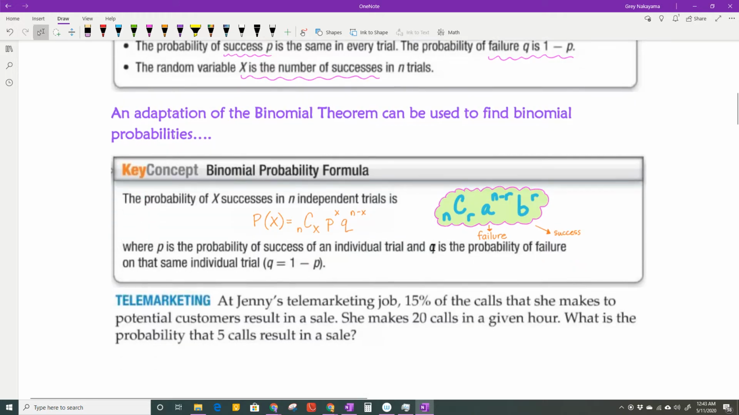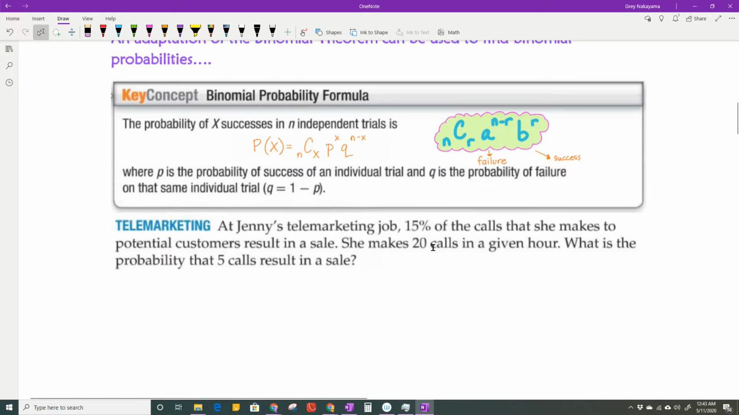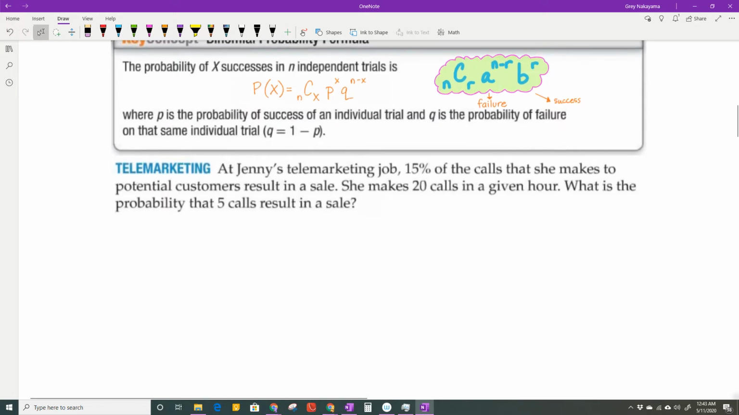Okay, so let's go look at the examples of the problems that we'll have to do. Okay. At Jenny's telemarketing job, 15% of the calls that she makes to potential customers result in a sale. She makes 20 calls in a given hour. What is the probability that 5 calls result in a sale?